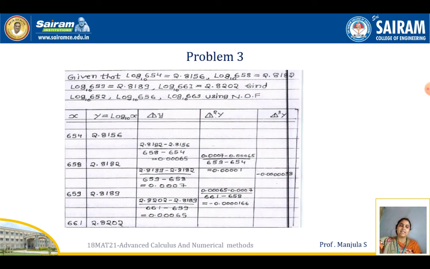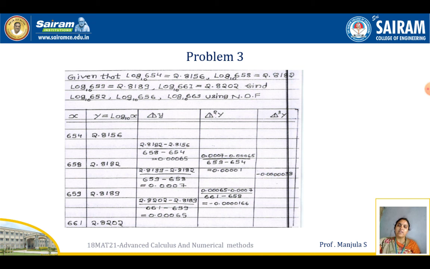Now we'll see the next problem. Given that log base 10 of 650 is 2.8129, log base 10 of 654 is 2.8156, log base 10 of 658 is 2.8182, log base 10 of 659 is 2.8189, and log base 10 of 661 is 2.8202. All these values are given in the question. Now they asked us to find log base 10 of 652, 656 and then 663 using Newton's divided difference.